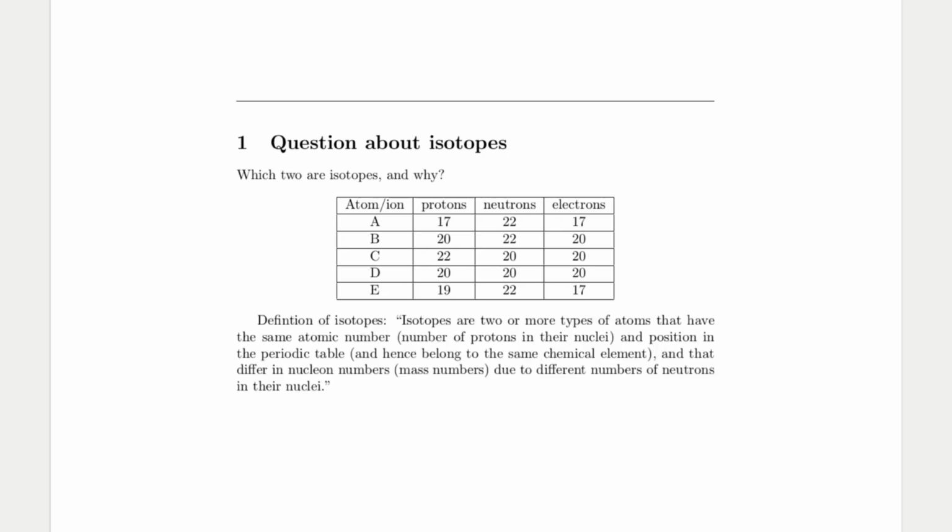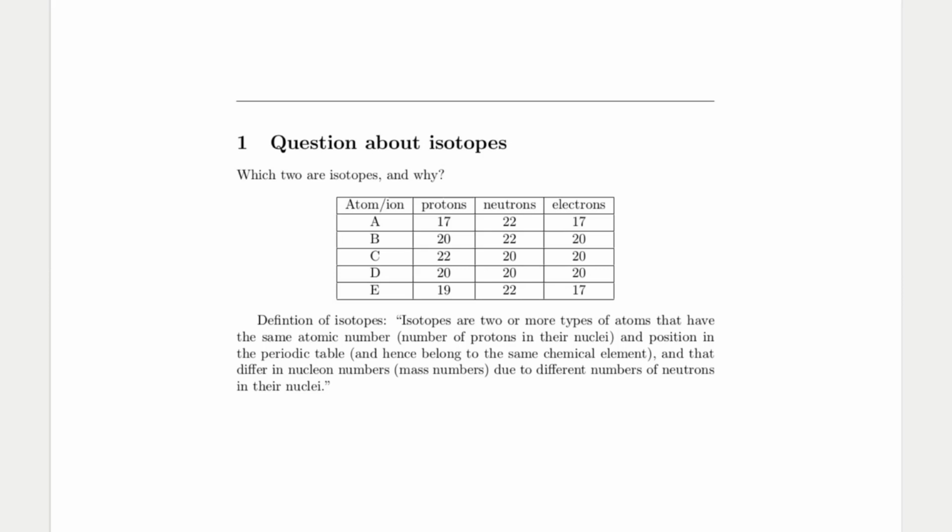Here's a definition from Wikipedia. Isotopes are two or more types of atoms that have the same atomic number and position in the periodic table, and that differ in nucleon numbers due to different numbers of neutrons in their nuclei. Okay, and let's look at an example.